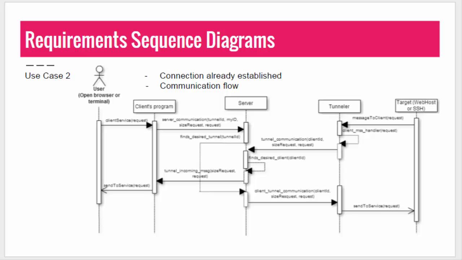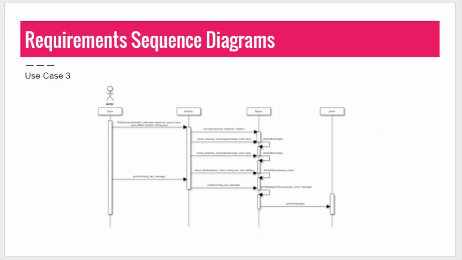Here we see a second sequence diagram that follows use case number 2. After the connection has been established and the client software is successfully connected with the tunneler, then at any given point in time the client or the tunneler will send information to the server to be delivered to the end component. Here we see the sequence of events that take place when a publish is initiated.